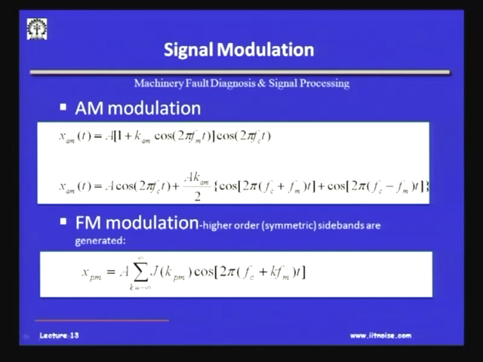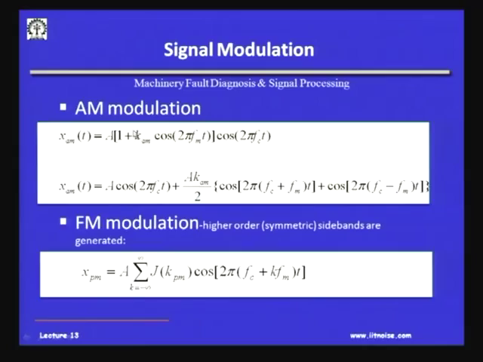Now, as I was telling you, filtering is one method of finding the envelope in a signal, but another method is the technique known as the Hilbert transform. Before I go into the Hilbert transform, I just wanted to briefly tell you about signals, one of which is an amplitude modulated case.